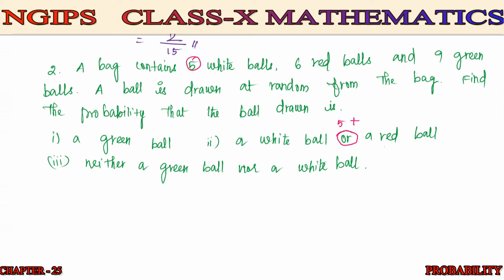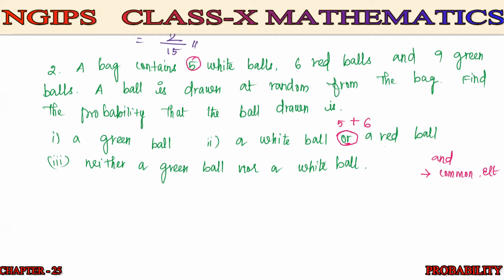This is how we need to do it when you have "or". And "and" means common, we need to take the common elements. This is very important. When you have "or" in between, we need to add, just combine, and when you have "and", it is nothing but you have to take the common elements.